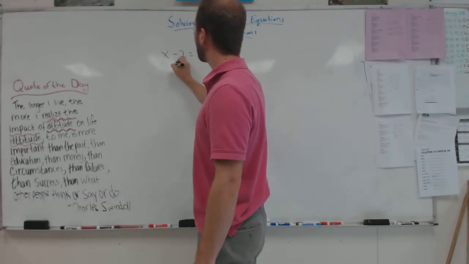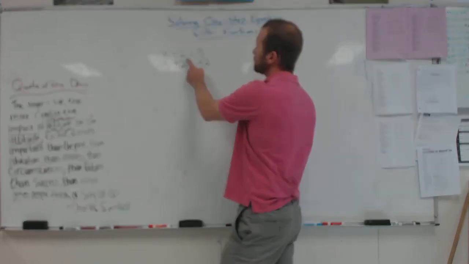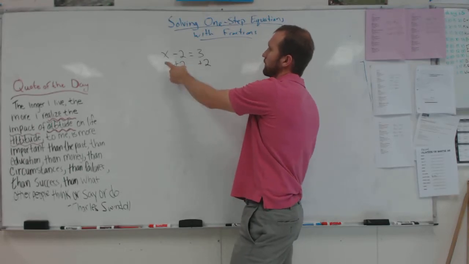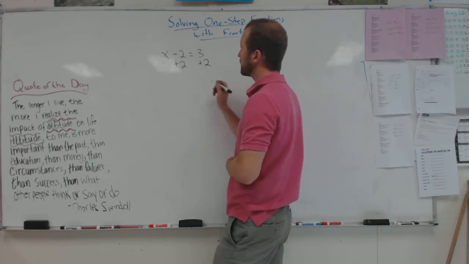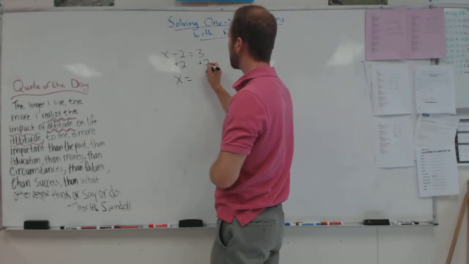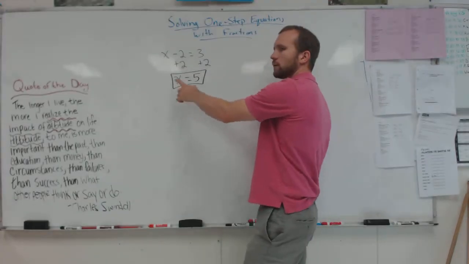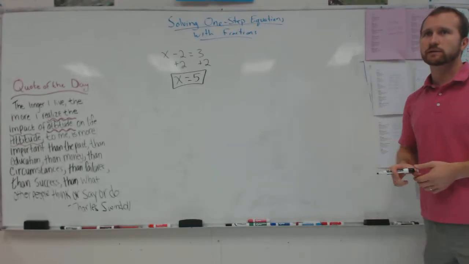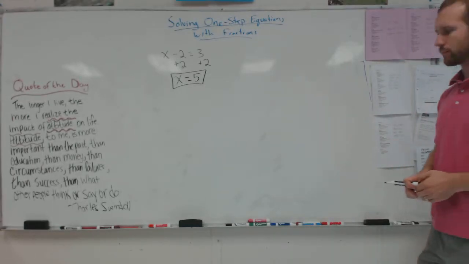You would add how much? You would add 2 to both sides, because we have x minus 2, so the opposite of that is plus 2. X minus 2 plus 2 is just x, and 3 plus 2 is 5. And when we have x all alone, we have our answer, so x equals 5. Alright.